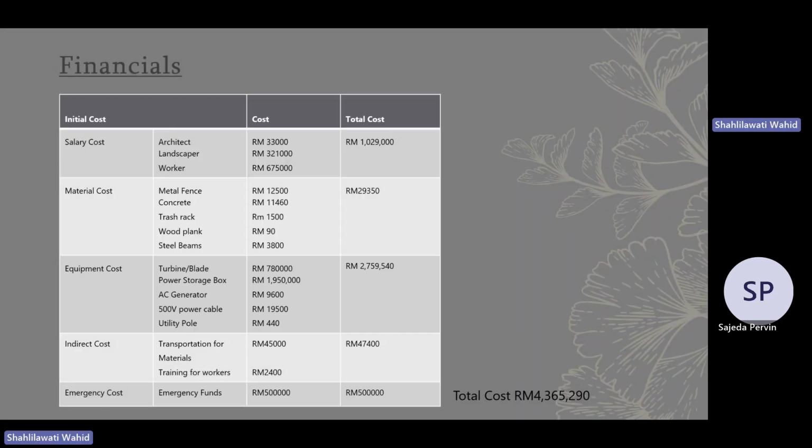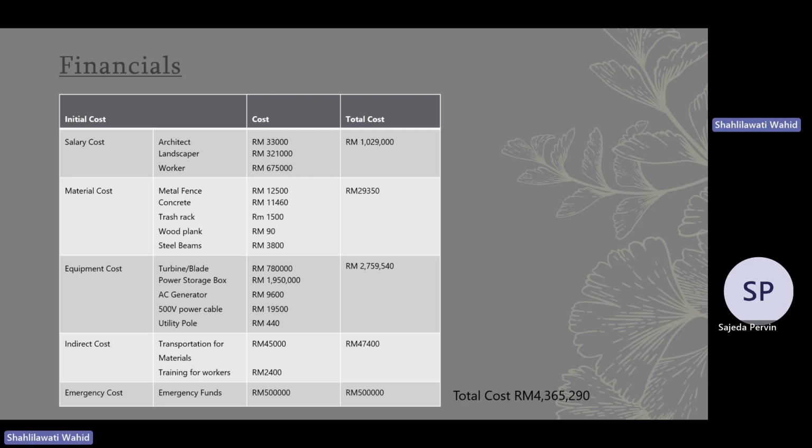Here is the table of our financial costs. For the salary of the workers, we'll be employing a talented architect and landscaper. We will also employ workers from the local area to provide them job opportunities. The total cost will be around 1 million.